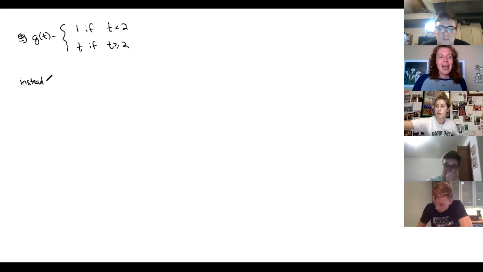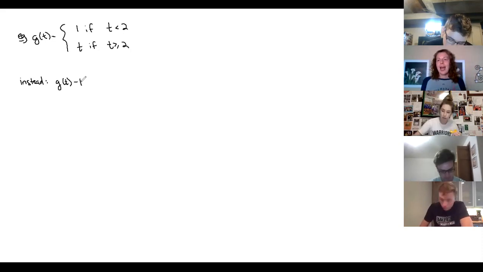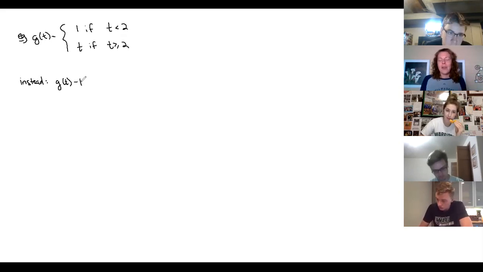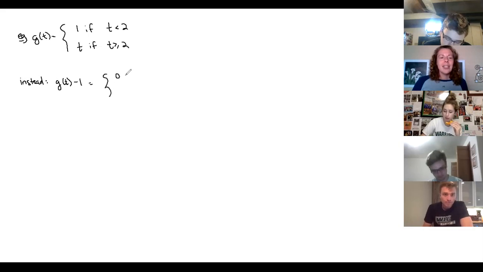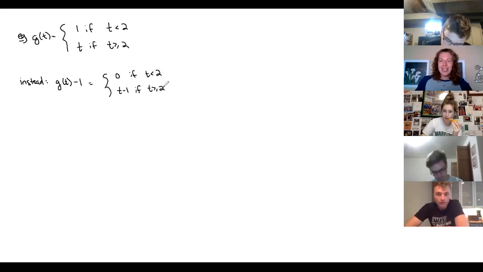Instead, let's look at g of t minus 1. I want a 0 on the top. I can deal with a 0 on the top as long as that happens. We're going to get 0 if t is less than 2, and t minus 1 if t is greater than or equal to 2. Yes, I've screwed things up. We're going to address that at the very end. But for right now, let's just deal with the fact that I screwed things up and do this example.